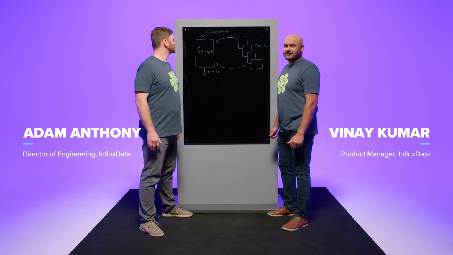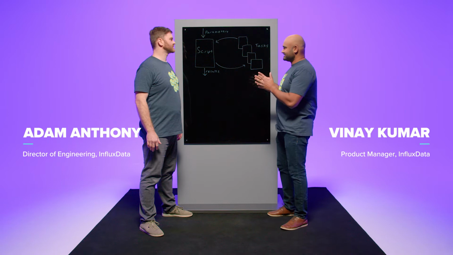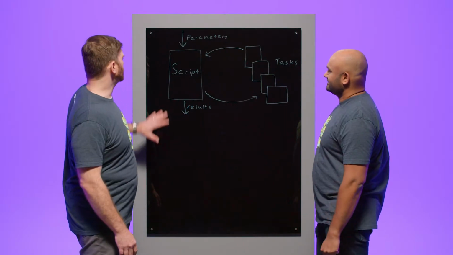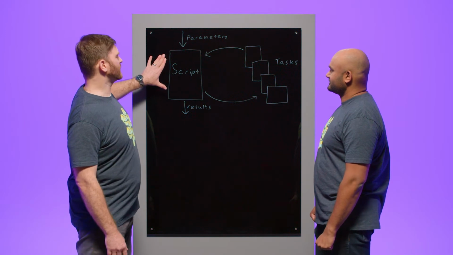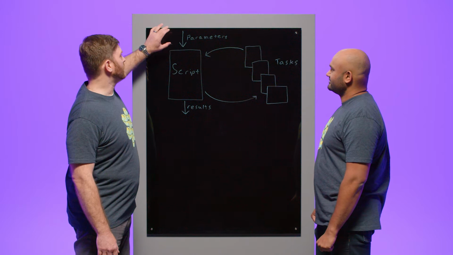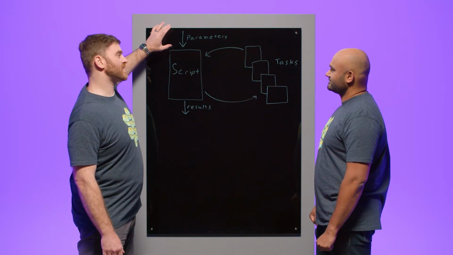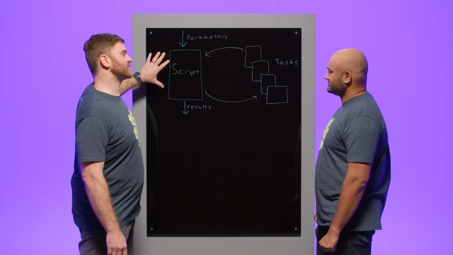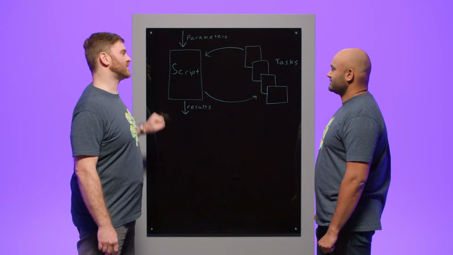So today we're going to look at invokable scripts and tasks. So Adam, what have we got here? So an invokable script is a piece of Flux code that we install on our InfluxDB server that we can then run with some runtime parameters that can influence the way the script executes and give us different results. Okay, so that's the scripts. Yeah. And now we're saying we can reference scripts in tasks.